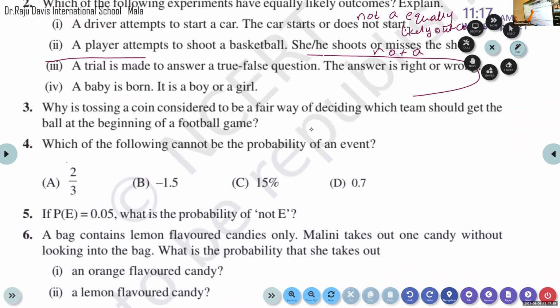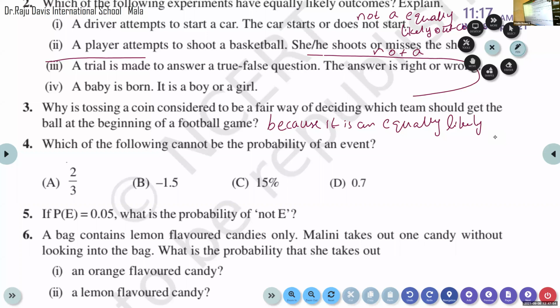So why are we using it? Because it is an equally likely event.